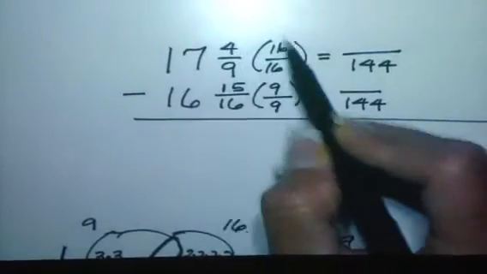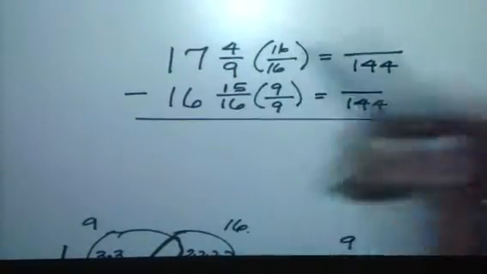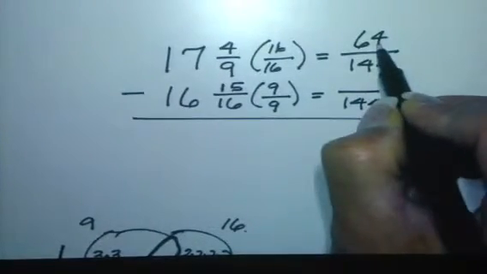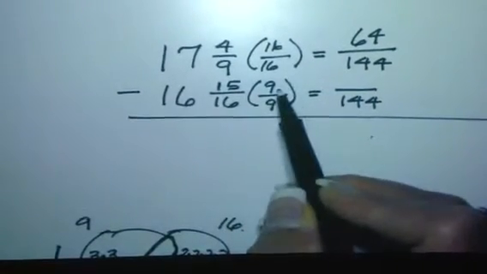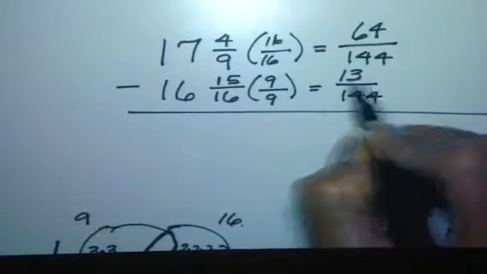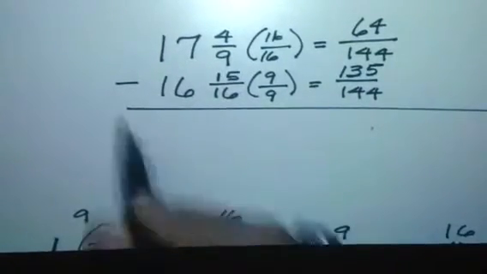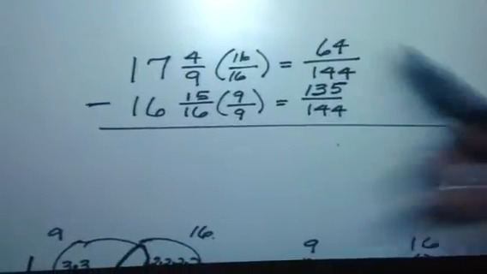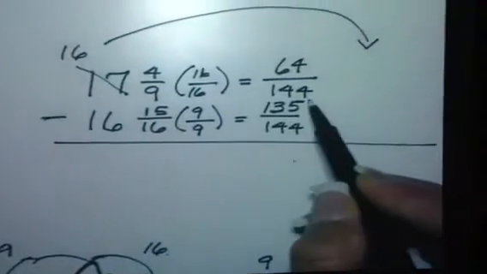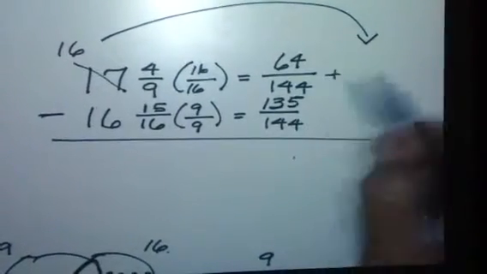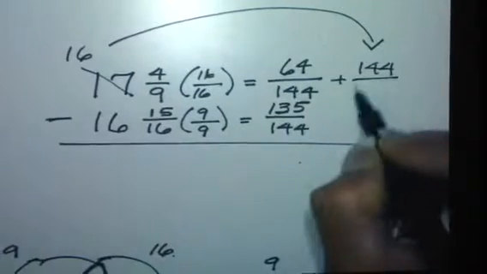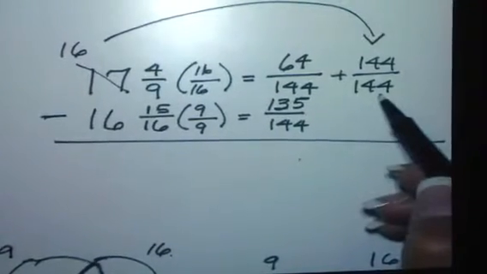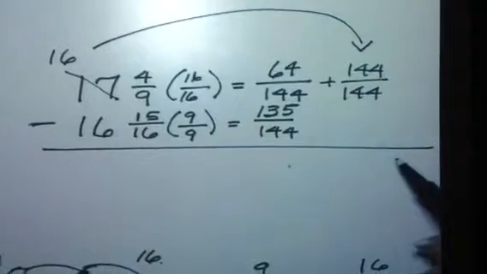Now I'm going to multiply here and get my new numerator. 4 times 16 is 64. 15 times 9 is 135. Now I'm subtracting, and I cannot take 64 minus 135, so I'm going to need to borrow here. This will become 16, and the 1 that I'm going to bring over here is cut up into 144 over 144. That is equivalent to 1 in our common denominator.